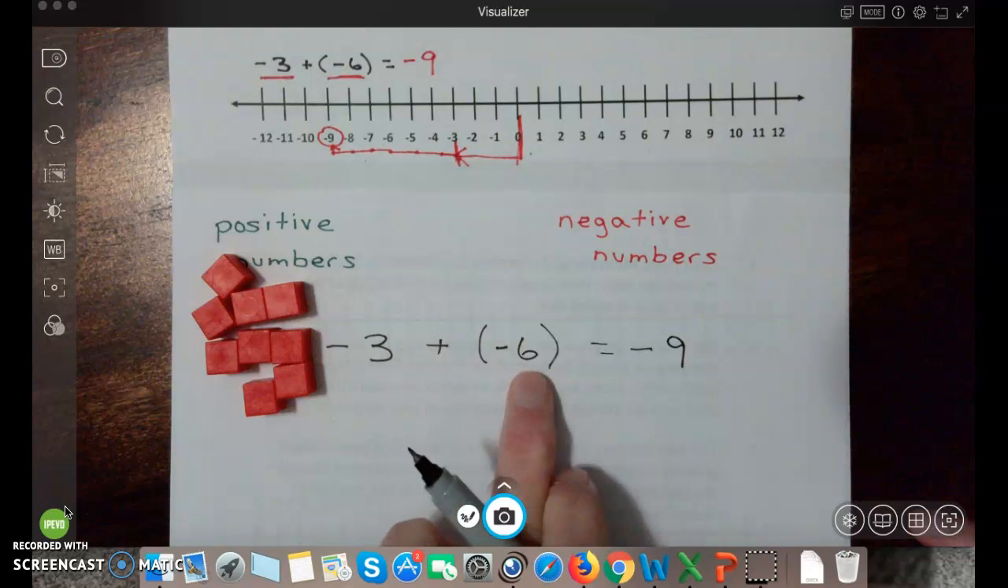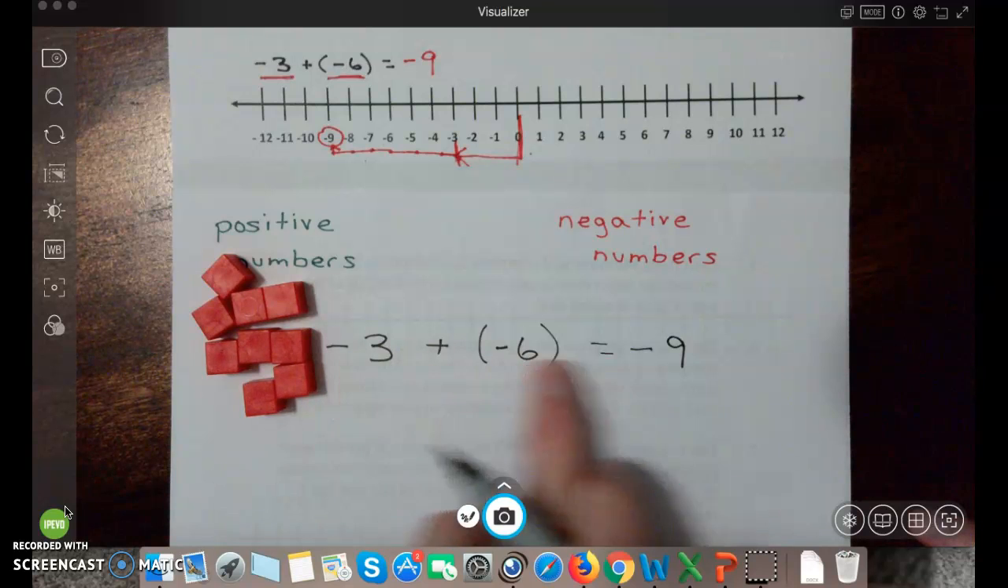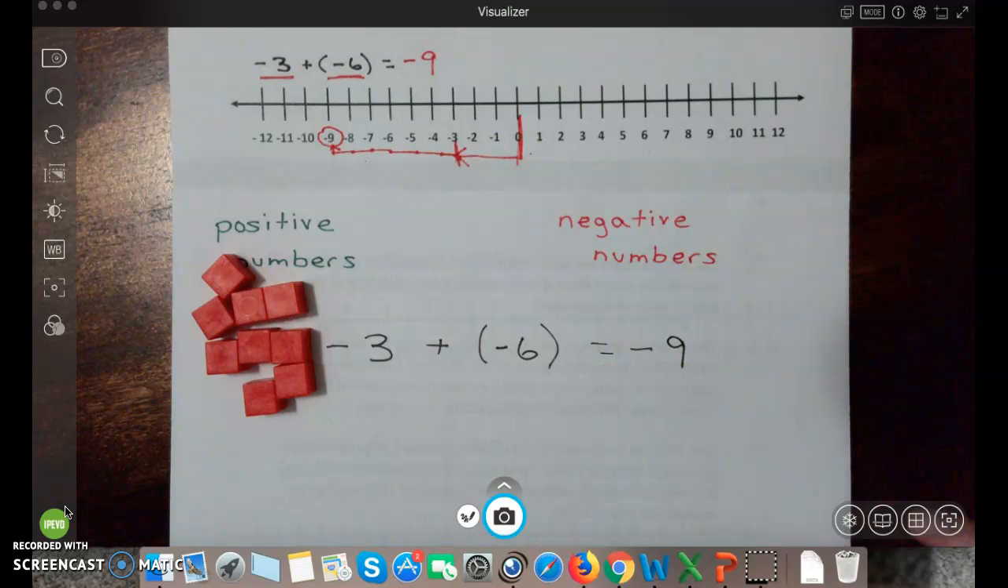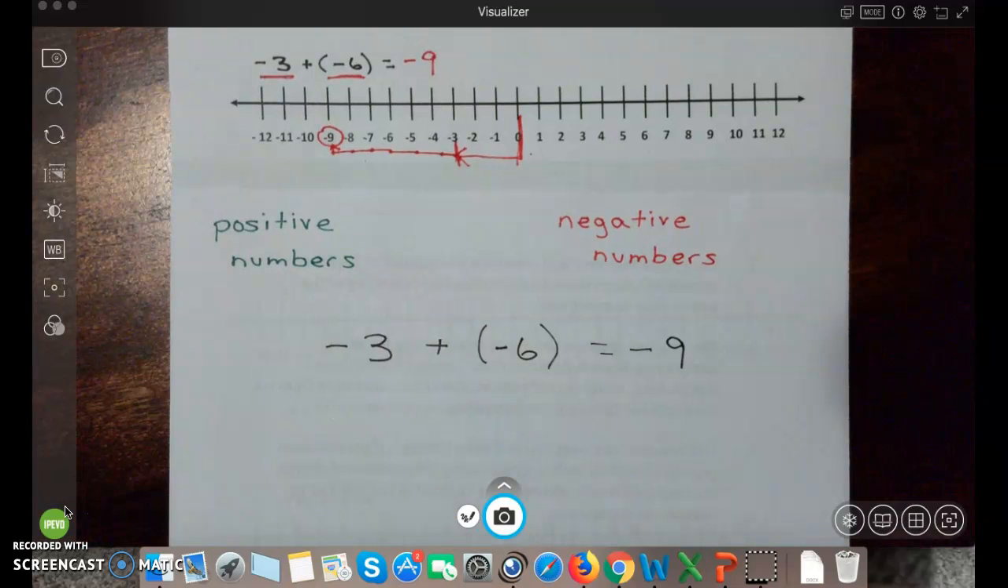Again, when the signs are the same using the rules, a negative and a negative, add 3 and 6 and keep your answer negative. The last trick is, again, using money. So positive number is money I have in my pocket, negative number is money I owe somebody. So let's say I have negative 3. I owe my friend John $3.